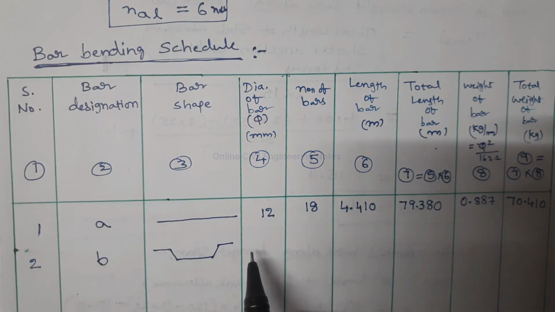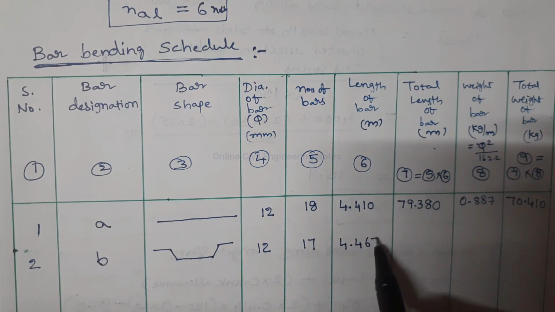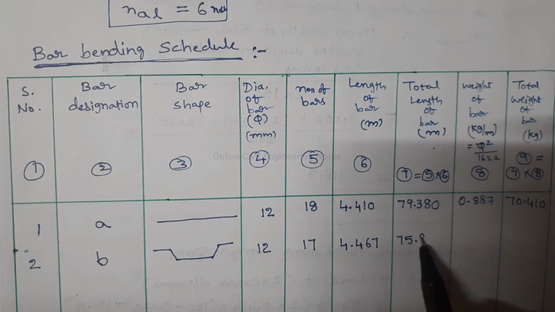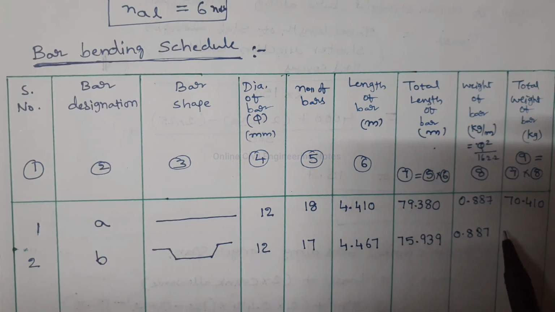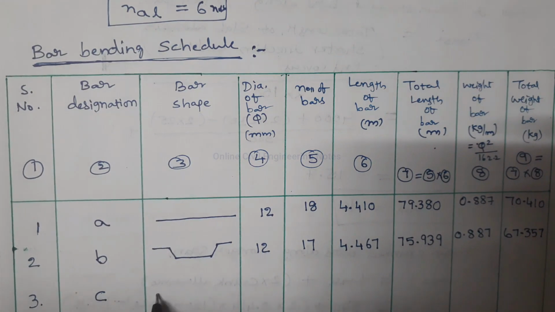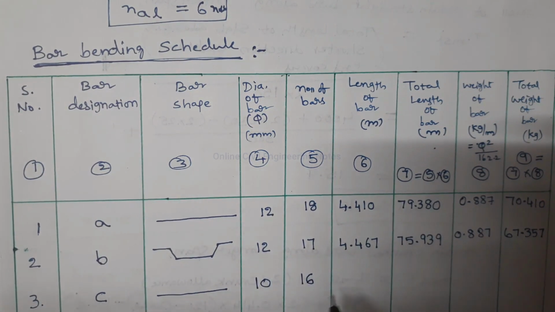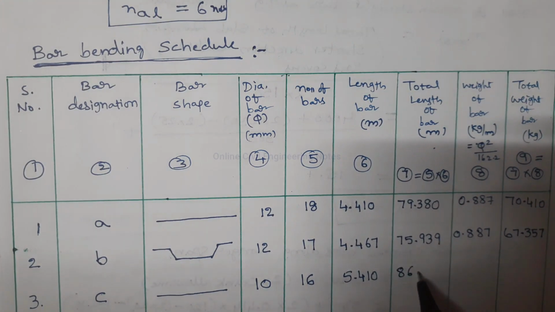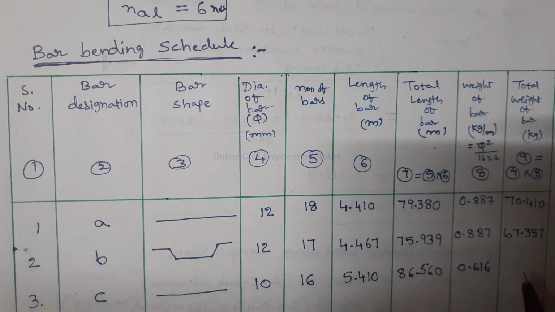Number 2. Second bar is B, main cranked bar in shorter span, which has cranks on both sides. Diameter is equal to 12 mm. Number of bars are 70. Length of one bar is equal to 4.467 meters. Total length is equal to 75.939 meters. Weight per meter length of bar is equal to 0.887. Total weight of the bar is equal to 67.357 kgs. Number 3. C bar is the straight bar, main straight bar along the longer span. Diameter is equal to 10. 60 number of bars. 5.41 meter length of a bar. Total length is equal to 86.560. Weight per running meter is equal to 0.616. Total weight is equal to 53.320.